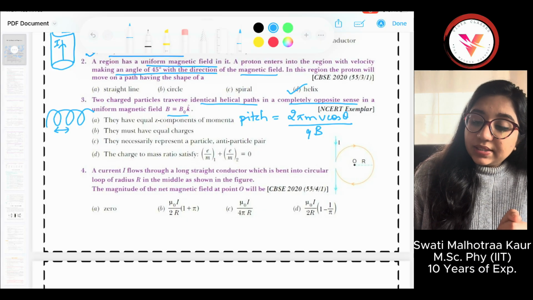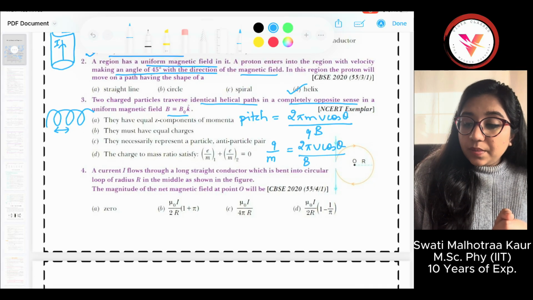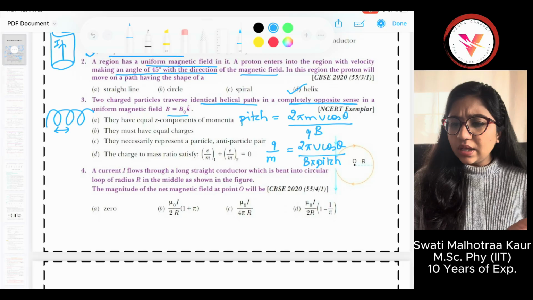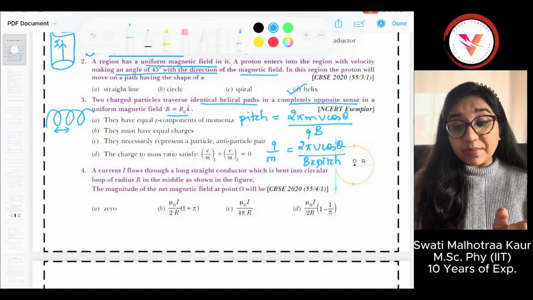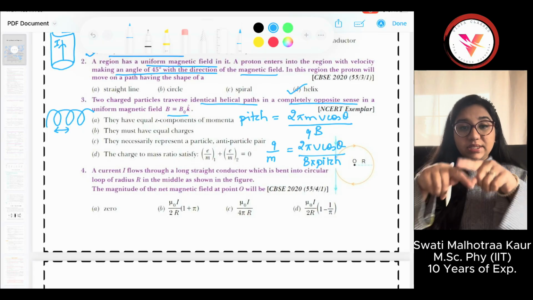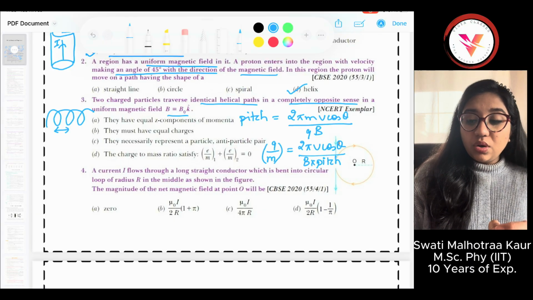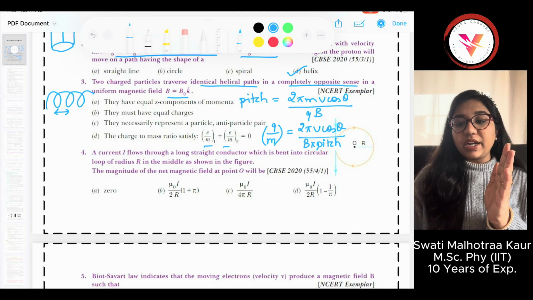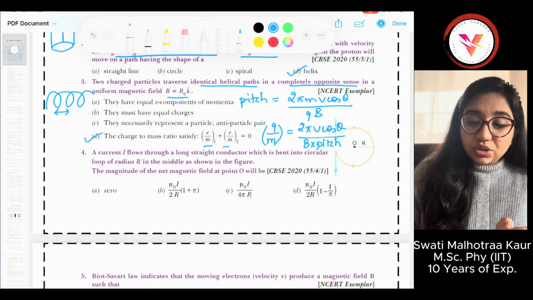Okay. So here let's take q by m to be out. This becomes 2 pi v cos theta over B into pitch. Now here 2 pi is constant, v cos theta is also constant, and B into pitch: B is uniform, pitch is the same because it's the same helical path. So v is constant, but since the direction is opposite, one should be positive and the other should be negative. So the q by m ratio should satisfy that the sum of both is equal to 0. That is, one should be positive and the other should be negative. So the v should be negative and it moves in the opposite direction. So D is the appropriate one.